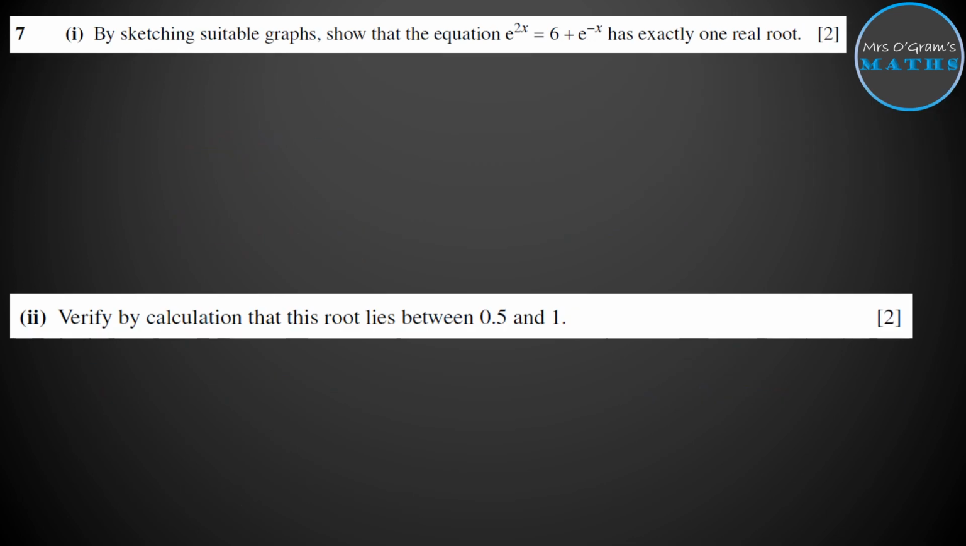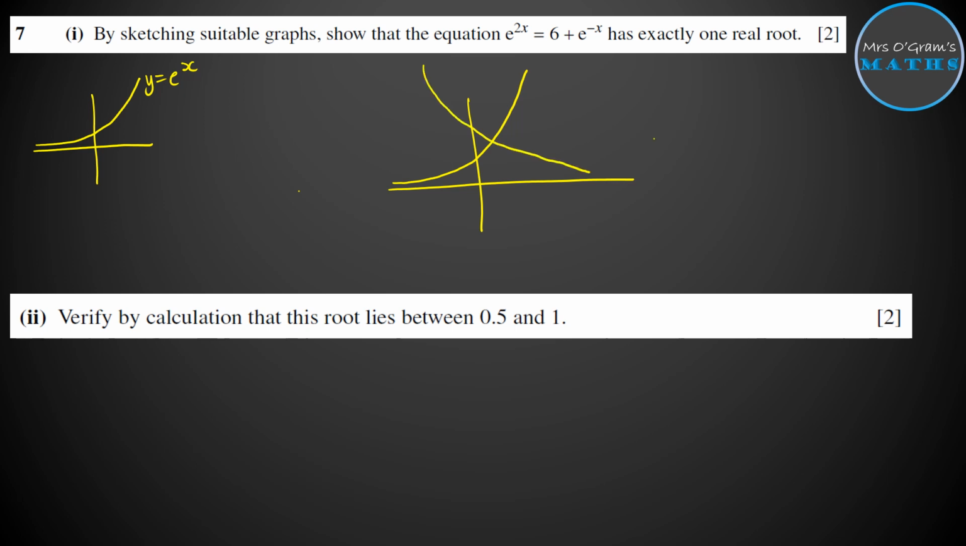Part 1 is about knowing your graphs, so just a little reminder of what e to the x looks like. It's one that goes like this, so that would be y equals e to the x. From there we can work out y equals e to the 2x would be similar, it would just go a little steeper. Now e to the minus x would cause a reflection in the y-axis, and then adding the 6 will shift it up by 6, so it will go something like this.